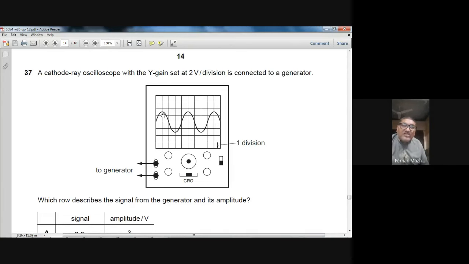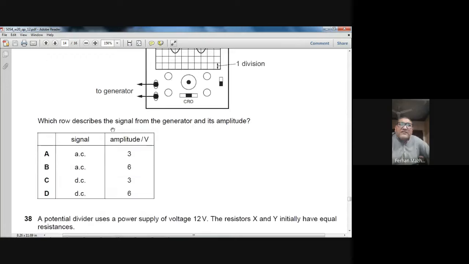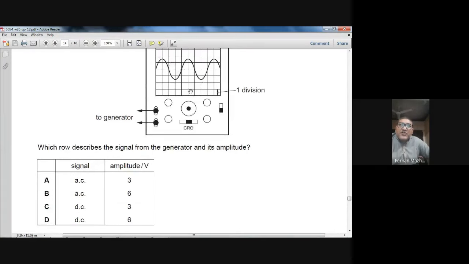It goes up how much? 1.5 squares up, or 1.5 divisions down. This is the mean position. So 1.5 multiplied by 2 will give you 3. So the amplitude of this wave is 3. So which row describes the signal from the generator and its amplitude? This is from the mean position, it's going up, it's going down, so it's alternating current, and the amplitude is 3. So A looks the right option. A is the right option.